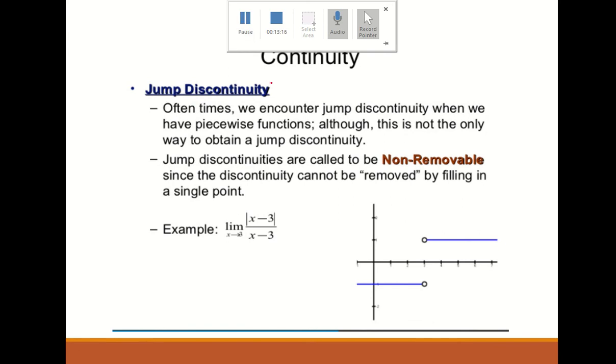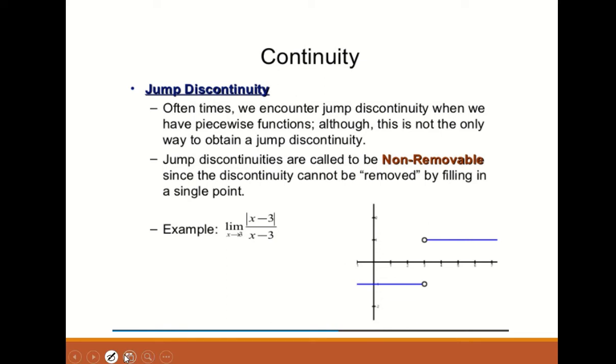Okay, so oftentimes we encounter jump discontinuity when we have piecewise functions, although this is not the only way to obtain jump discontinuity. Okay, so jump discontinuities are considered non-removable since the discontinuity cannot be removed by filling in a single point. Now, for example, if you have the limit of the absolute value of x minus 3 divided by x minus 3 as x approaches 3, when you graph this function, you will see something like this. Alright? So it jumps. Okay, so this is an example of jump discontinuity. Do you have any question?